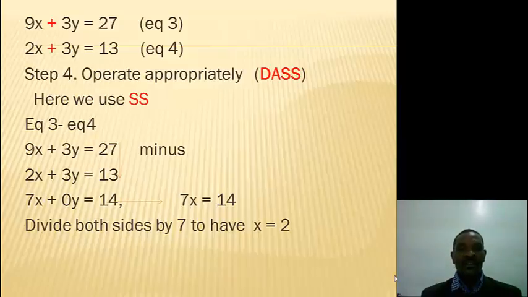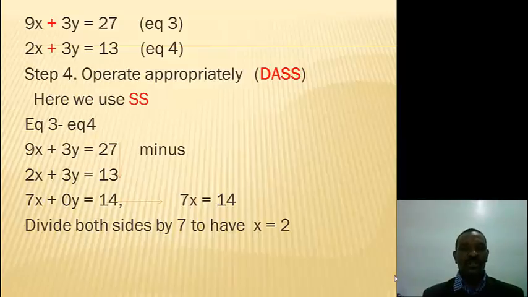That brings us now to step 4, and I'll explain why. Operate appropriately, and in brackets I've written the word DASS in red. It helps us to remember easily what we need to do. D means difference, A means add, S means same, and the second S means subtract. So for different signs we add, and for the same signs we subtract.